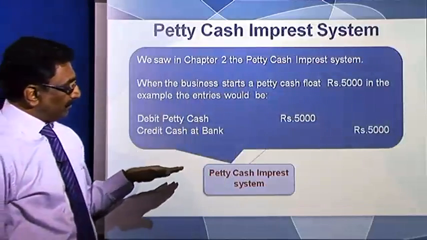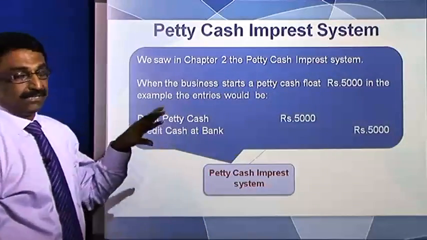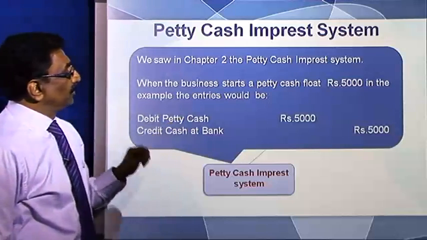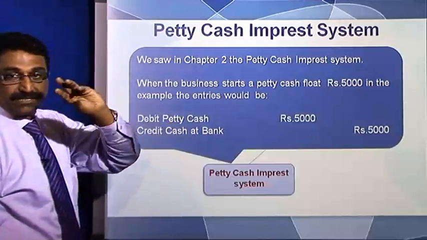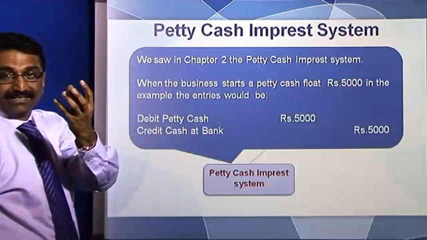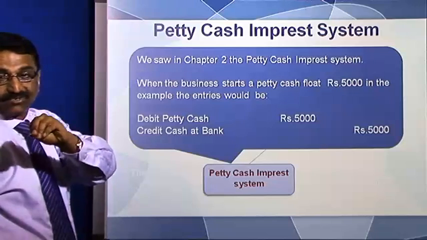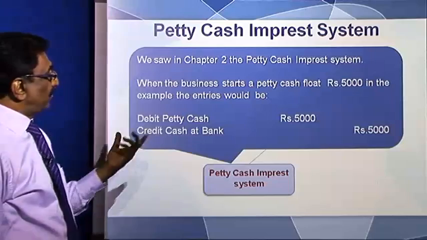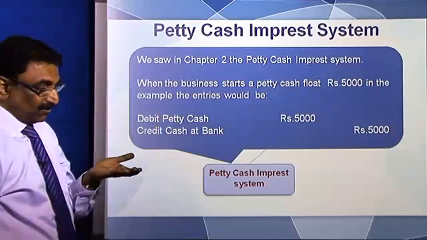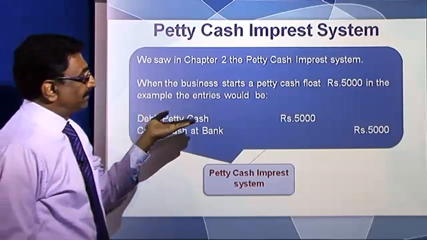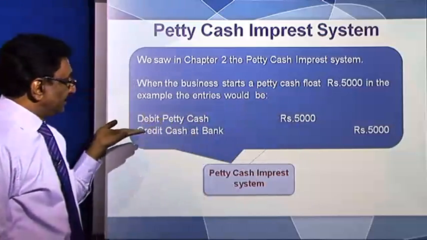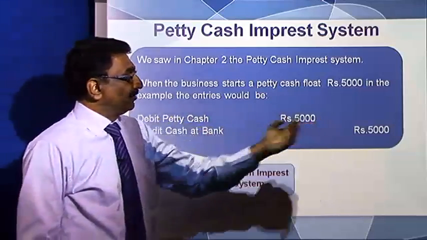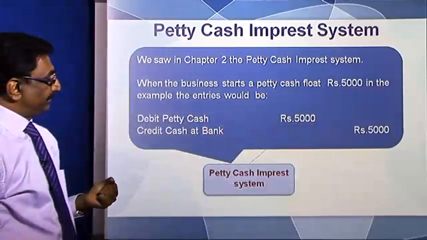Let's see how the nominal ledger system can be applied to the petty cash Imprest system. Initially we transfer from the bank to the branch office, say 5,000 rupees for miscellaneous expenses, which are known as petty cash expenses. What has happened? The petty cash account has gone up. It is an asset account which has gone up. So debit petty cash. The bank cash balance has come down, so credit bank with rupees 5,000.